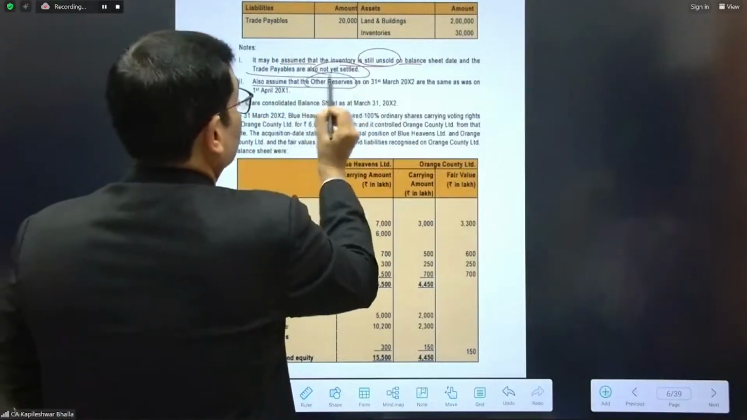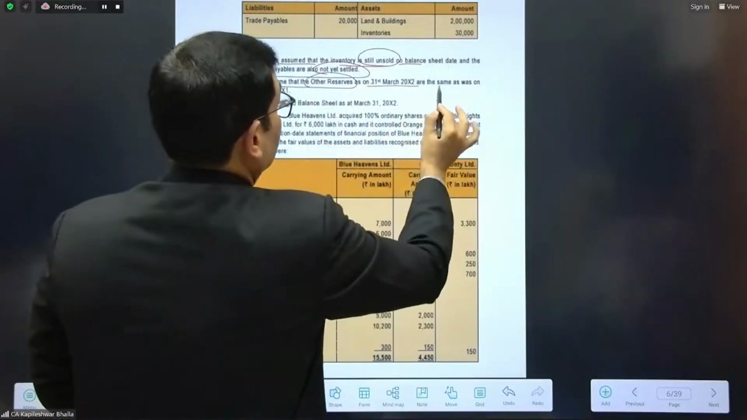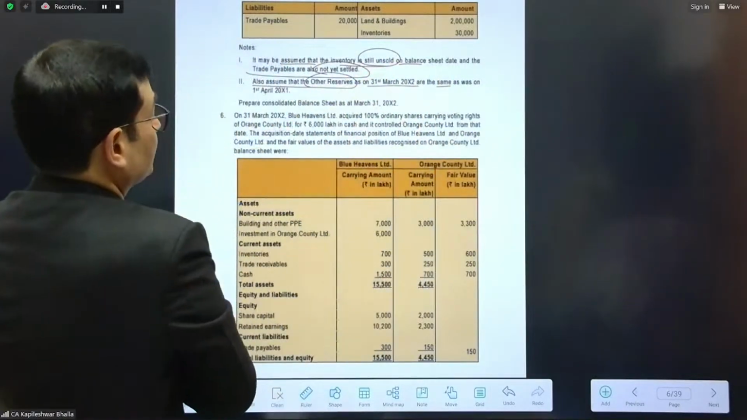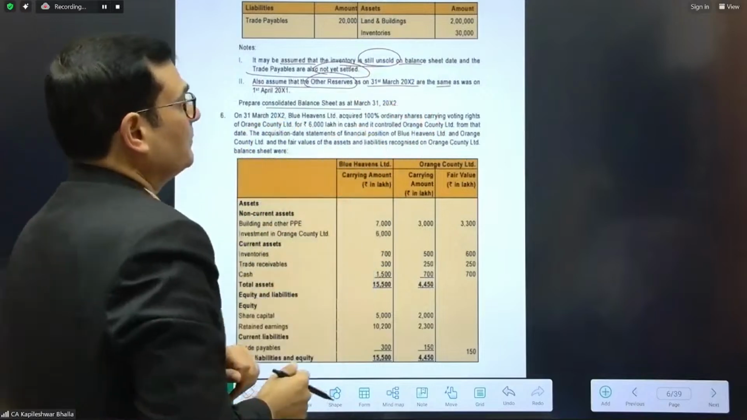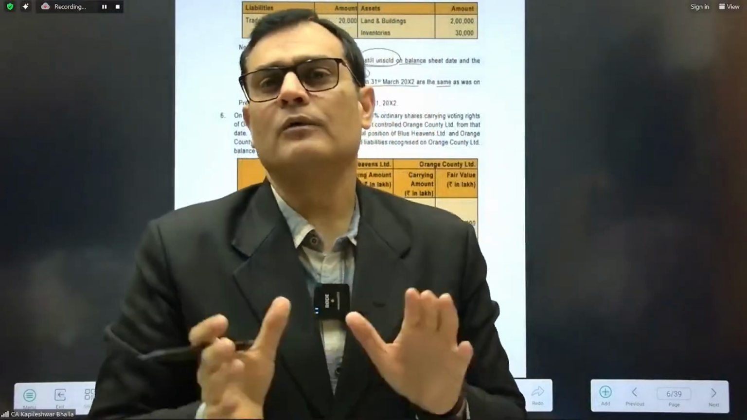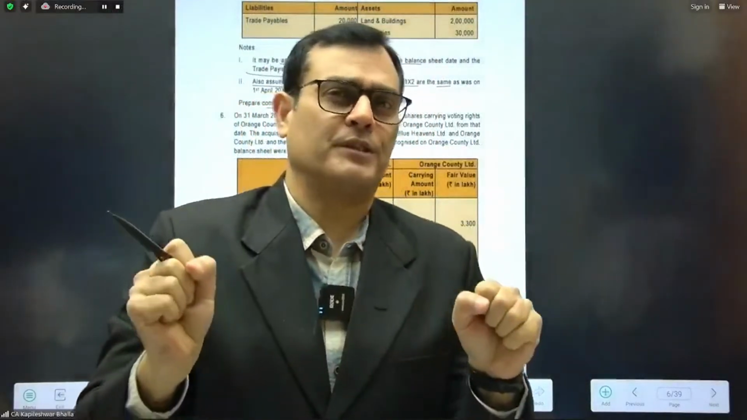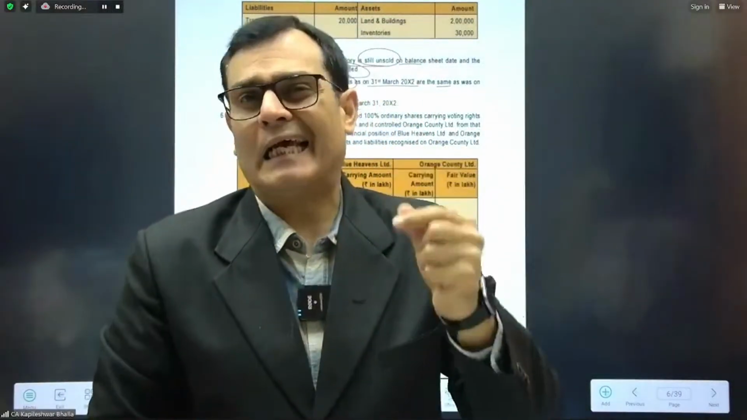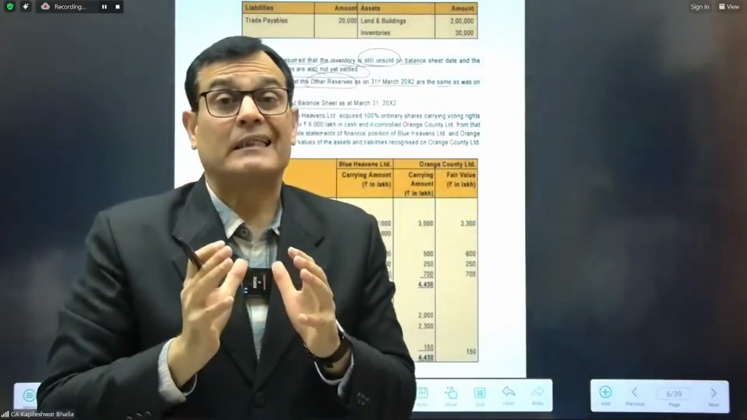Also assume that the other reserves on balance sheet date are same as at the beginning of the year. We're required to make a consolidated balance sheet. So I think we can see that there is no stock reserve, there is no goodwill impairment, only fair value adjustments. The focus is now clear. Trust me, as I do this question, if you're able to quickly keep the focus points which I've given you, you have got the art of consolidating a balance sheet.